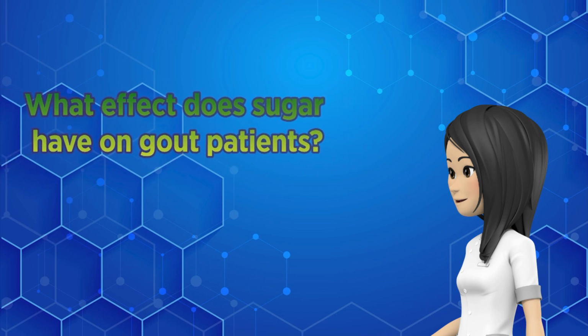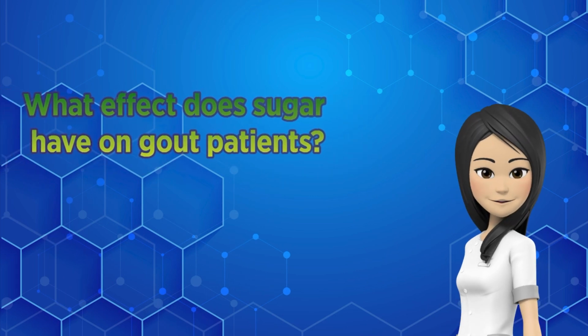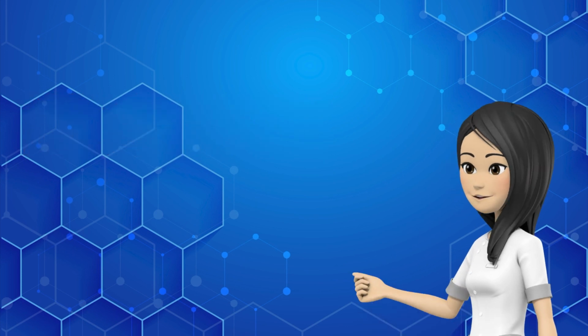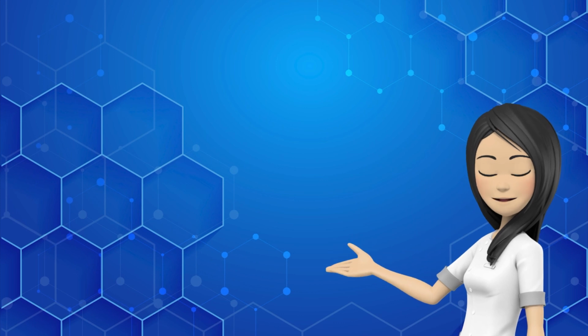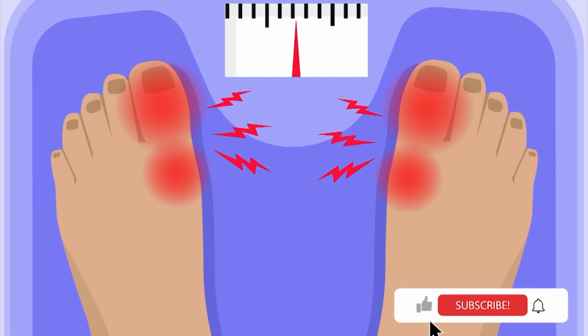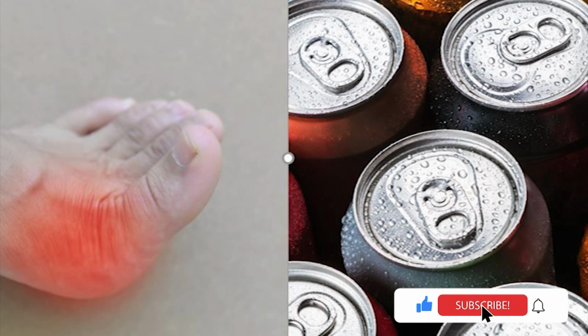What effect does sugar have on gout patients? Consuming a lot of fructose and sugary foods may raise your uric acid levels. One reason is that sugar and sweets are high in calories and have been linked to obesity, which is a known risk factor for gout. Furthermore, while fructose-rich beverages, such as soft drinks, do not contain high levels of purines, they have been linked to an increased risk of developing gout.